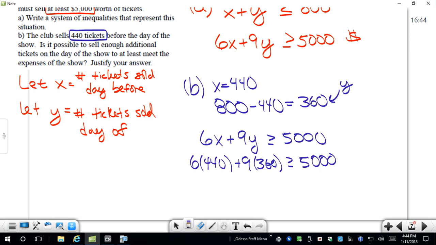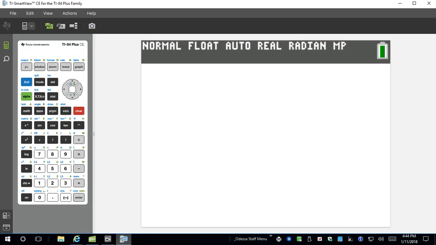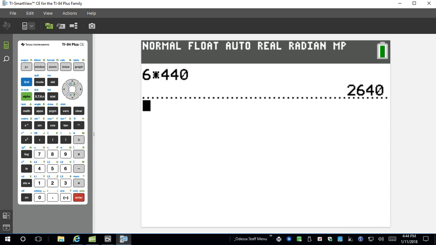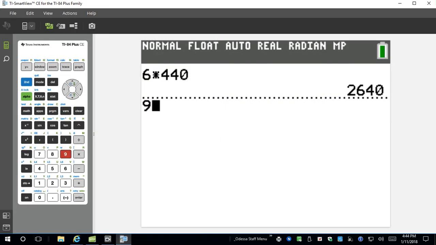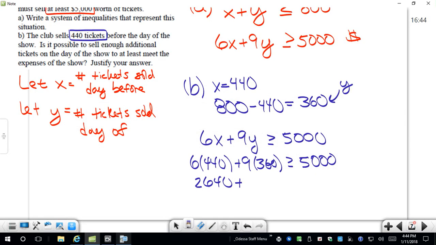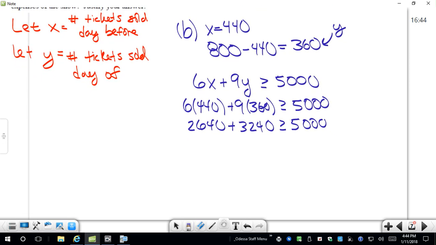to 5,000. We got a little bit of math to do here, so probably going to pull up our calculator for this one. So 6 times 440, 2,640. 9 times 360, 3,240. And if we add those two numbers up, we are going to get $5,880, which luckily for the club is greater than or equal to 5,000.